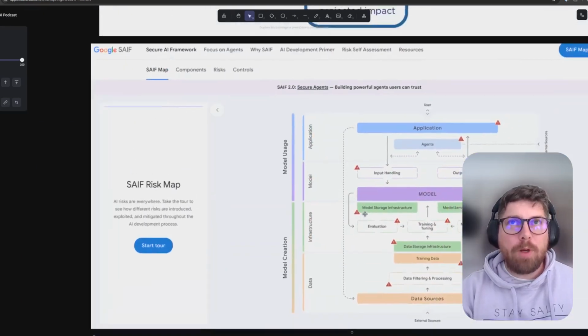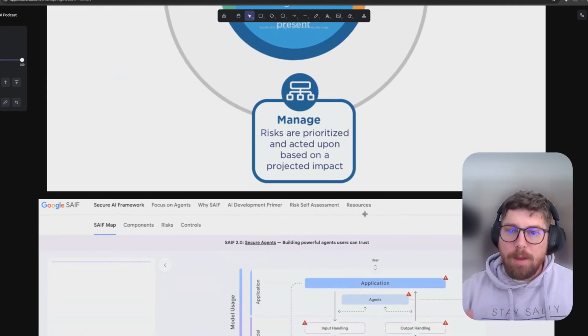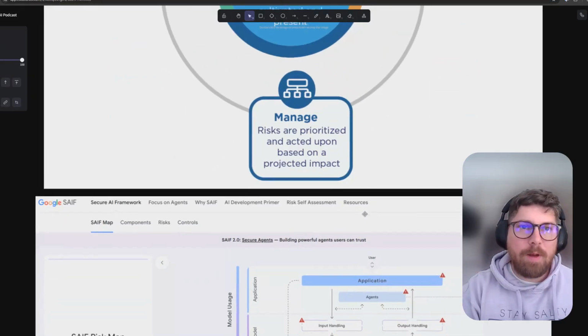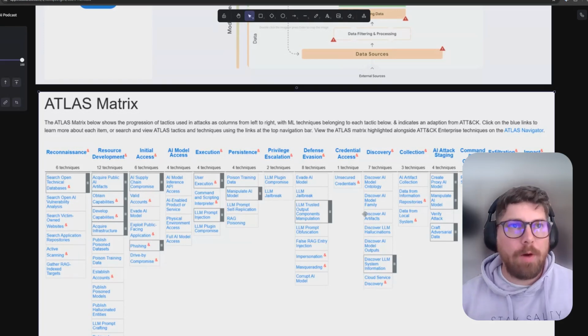So these 3 frameworks, I think, will give you a good idea at a high level of how you should be thinking about AI. And then even when we get into that ATLAS side, what you should be thinking about is what is the art of possible for attackers, but what's the real world, right?